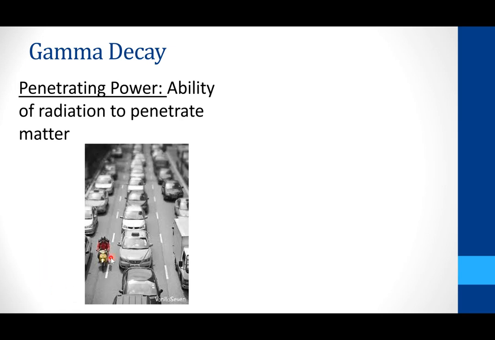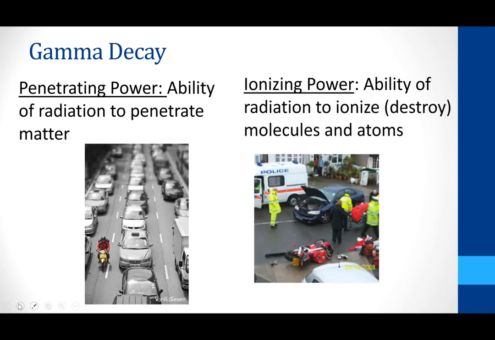So think motorcycle in a traffic jam. That motorcycle can weave in and out pretty quickly. Ionizing power, however, is very low. So while gamma can get into our biological systems pretty easily, it doesn't do a lot of damage when it's in there. So it's got a relatively low ionizing power. Again, think motorcycle in an accident. When that motorcycle hits a car or a semi-truck, it's going to do a little bit of damage, but certainly not a whole lot of damage.